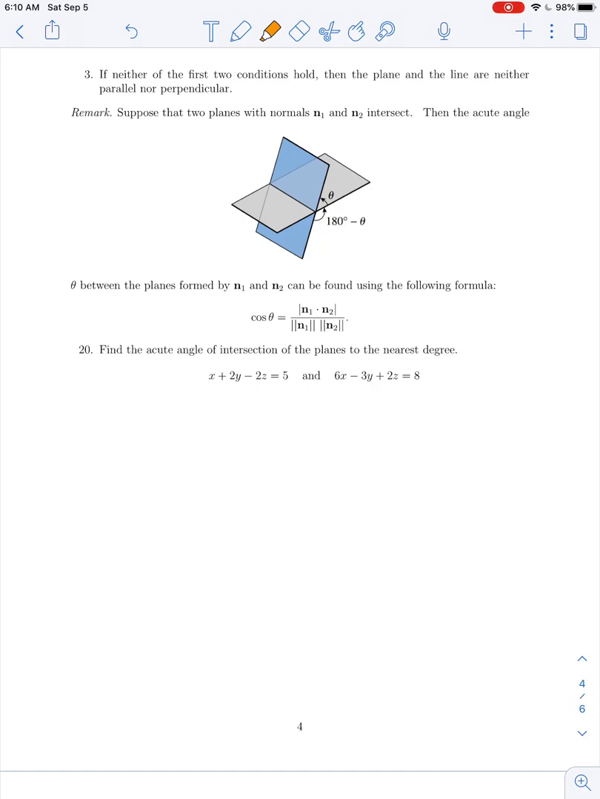All right, so moving along here, suppose that we have 2 planes with normals n1 and n2 and they intersect. So we have a nice figure here. Then the acute angle theta between the planes formed by n1 and n2, you'll notice that angle right in here, that's the acute angle, not the obtuse angle, can be found using the following formula. So cosine of the acute angle theta is given by the absolute value of the dot product n1 and n2. Again, I just want to point out that this is an absolute value because the dot product outputs a scalar. And then divided by the magnitude of n1 times the magnitude of n2, where on bottom there, those are magnitudes and not absolute values.